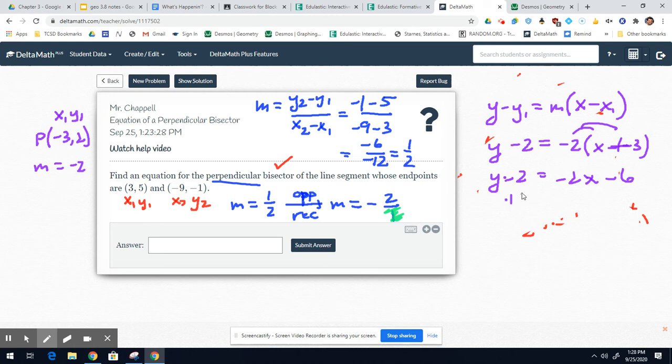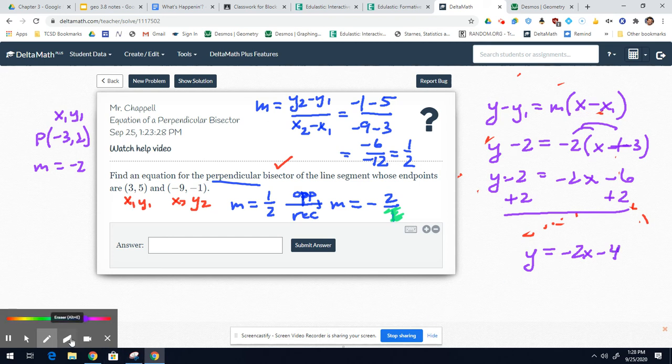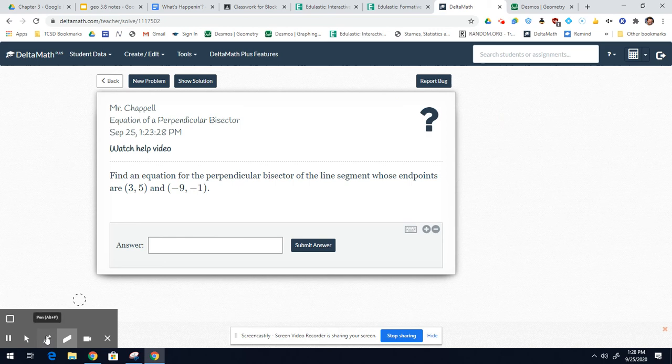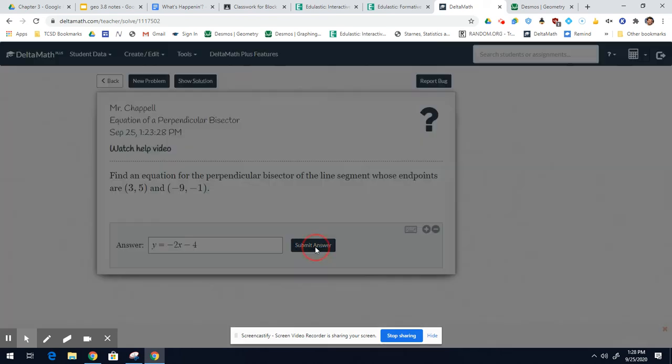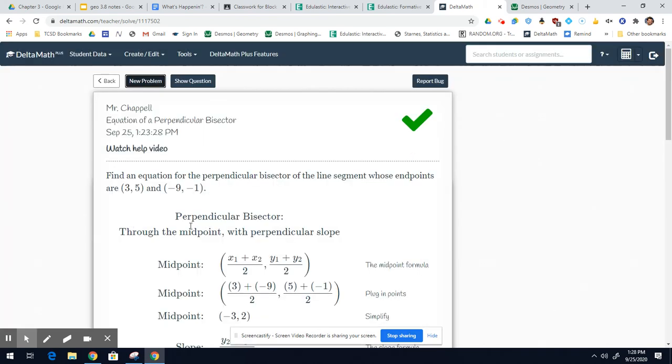And then we're going to add 2 to get y all by itself. And this should be the equation of your perpendicular bisector, y equals -2x minus 4. Okay, so we're going to type that in. y equals -2x minus 4. And let's see. It's a lot of work to be wrong. I'd hate to be wrong. So I'm going to put y equals -2x minus 4. Cross our fingers. Oh yeah, green check mark.